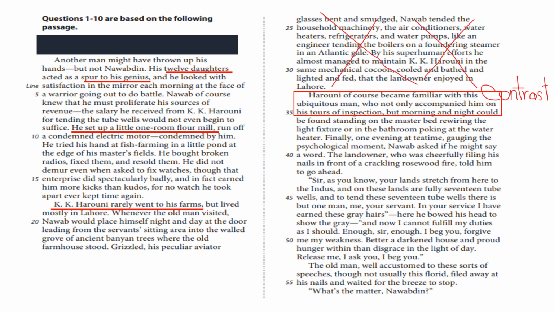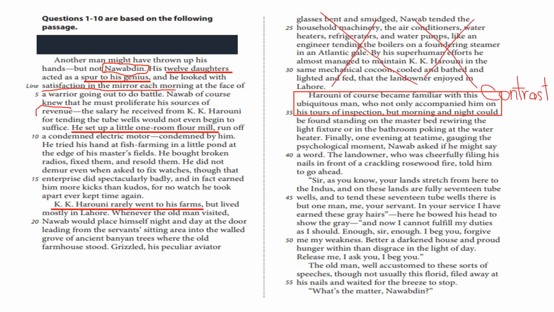So this is actually taken from a real SAT. Okay, so you look here and you see the points of what's going on, and the name may throw you at first, and obviously you're going to see why this name is what it is. But then it says his 12 daughters acted as a spur to his genius. He looked with satisfaction in the mirror each morning. So already we don't have to read past those four lines, and we see that Nawabdin is quite interested in his life and in the beauty of his daughters.